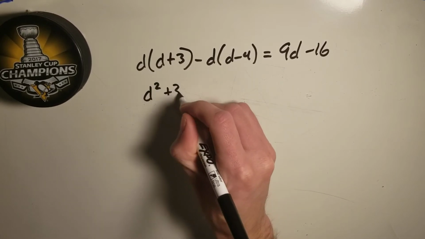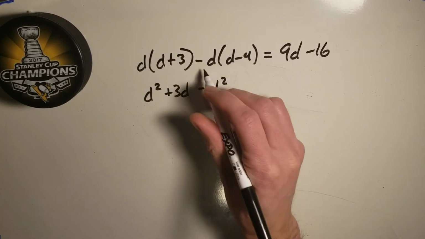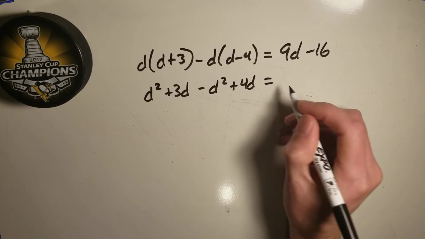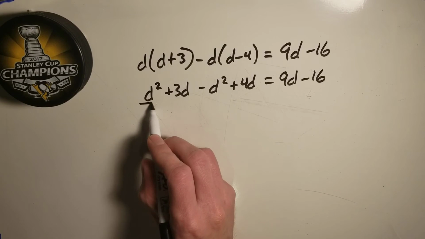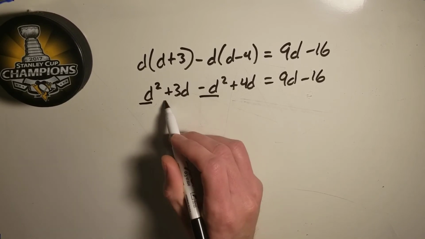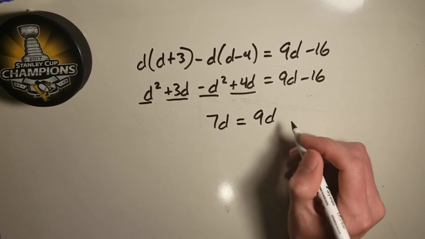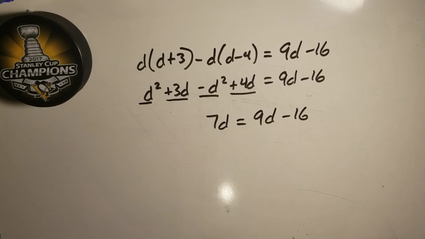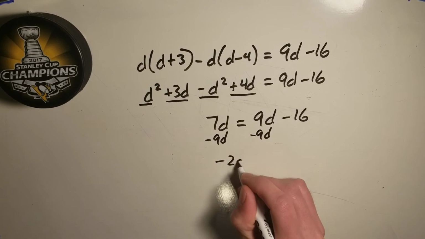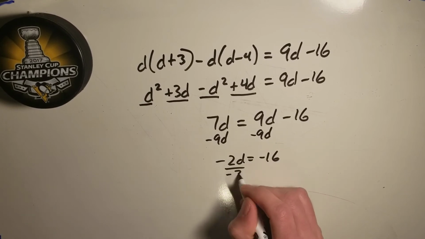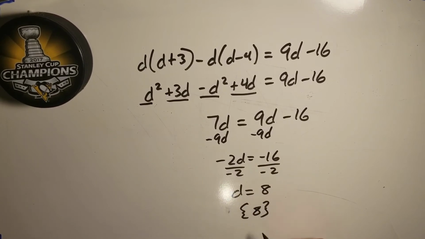d squared plus 3d. You're distributing a negative d in here, so you'll have negative d squared plus 4d. That's equal to 9d minus 16. Combine like terms. d squared minus d squared, those cancel. 3d plus 4d is 7d. Equals 9d minus 16. Get all of your d's to the same side. 7d minus 9d, so you have negative 2d equals negative 16. Divide by your negative 2, so d should equal 8. So your solution set here is 8.